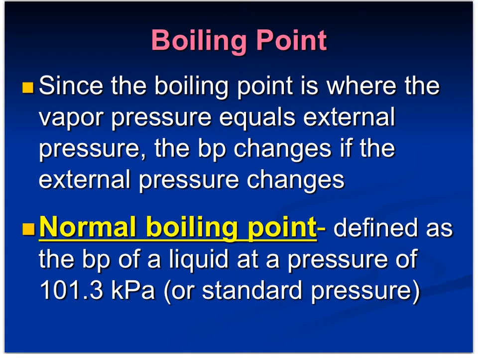Okay, so this next part is a little bit complicated, but you definitely need to know the difference here. Since the boiling point is where the vapor pressure equals the external pressure, the boiling point changes if that external pressure changes. So that was our definition. The normal boiling point, another definition, is defined as the boiling point of a liquid at a pressure of 101.3 kilopascals, which we consider to be its standard pressure.